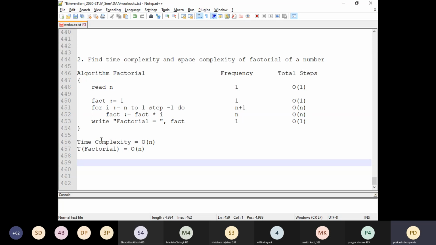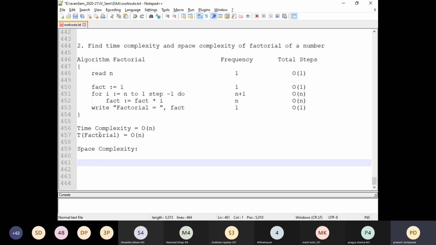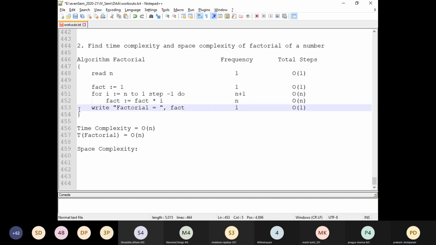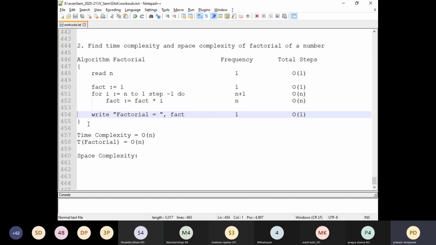Now let us understand how we can calculate the space complexity. This is very, very interesting. Let's see how many of you can find the number of variables. In this algorithm, tell me how many variables are there? 3, sir. 3 variables. What are those? N, fact, and I. Okay, let me write them as integer variables.